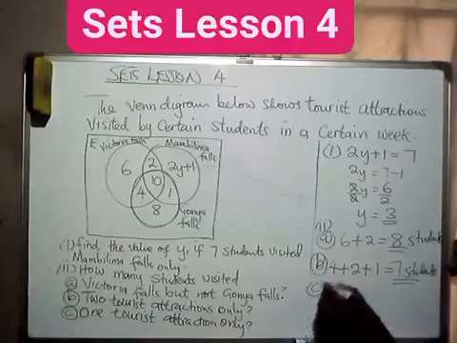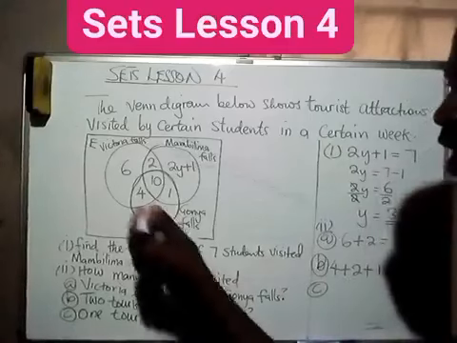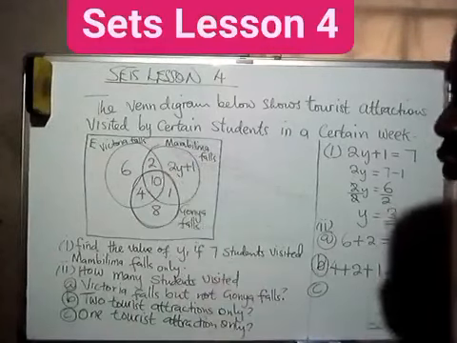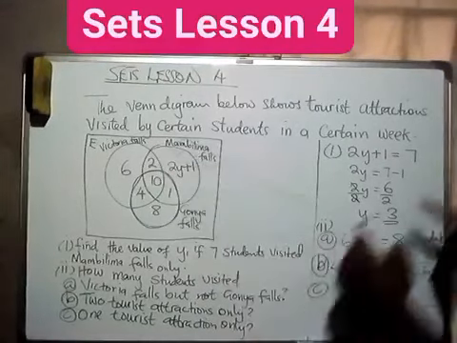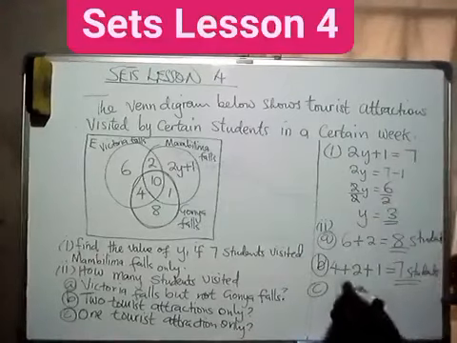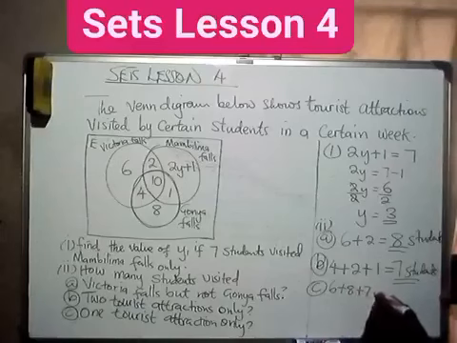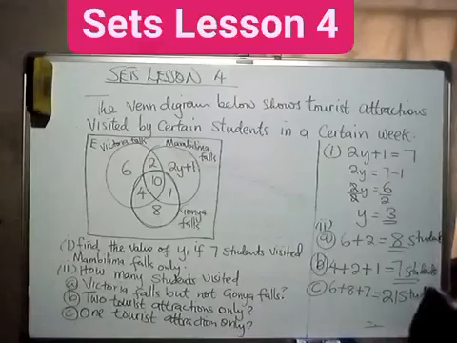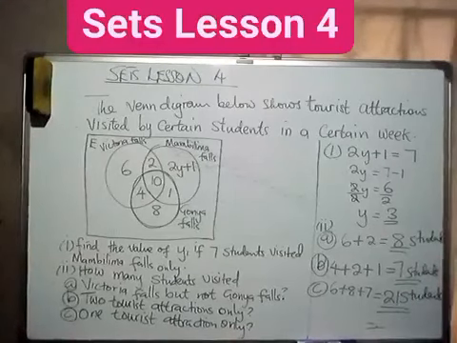Then we go to C. What is C? One tourist attraction only. Those who visited only one are 6 and 8, and also these 2y plus 1. Now 2y plus 1, we said it is 7. So we just say 6 plus 8 plus 7. So our answer will be 21. So we have 21 students.